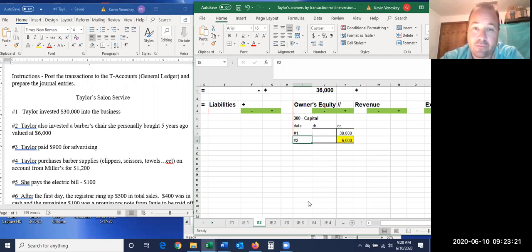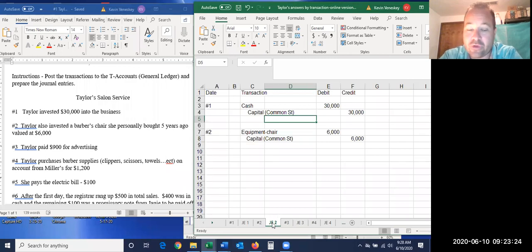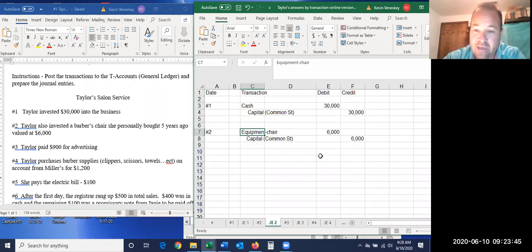Got my date here as the number 2 item, and then we're ready for the journal entry. Okay, we get our date off here to the left. Make sure you skip a couple lines, 1 or 2. And then we list our debit and our credit accounts. Our debit was the equipment dash chair. That's what it was, the chair. And it's valued at 6,000. And then how I got it, through the owner investing it. So we call that capital or common stock. Also valued at 6,000.